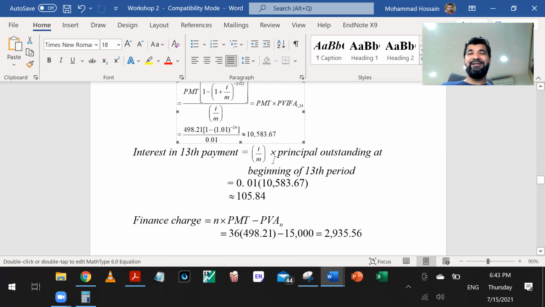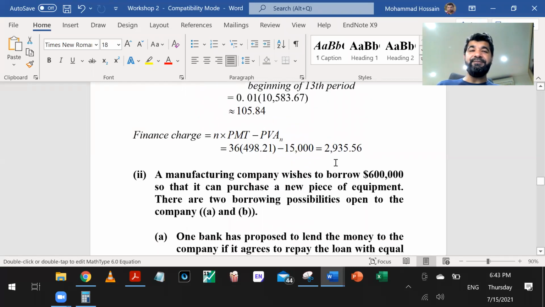That's it. Principal outstanding at the beginning of the 30th, how much is outstanding? Multiply with the interest rate. If it is a yearly interest rate and the payment is monthly, the interest rate is in years, the payment is in months. So bring the interest down to months, divided by 12. Simple.